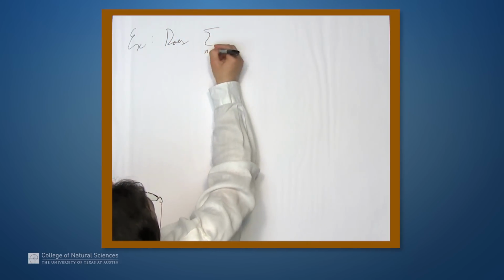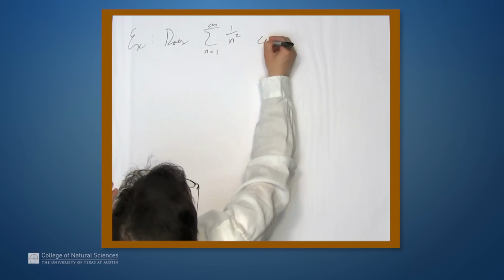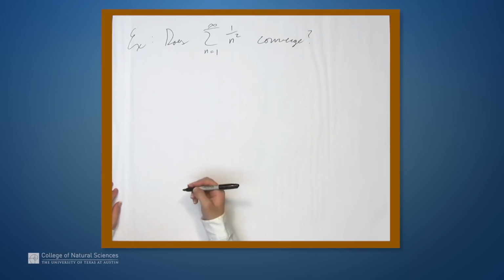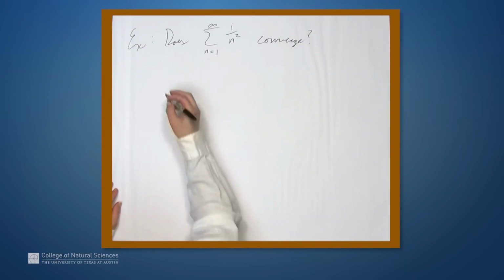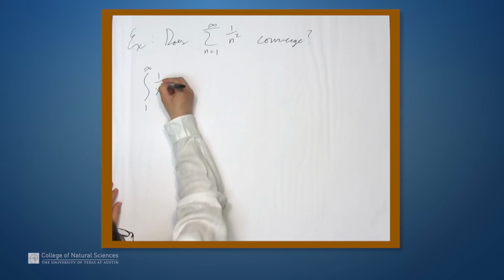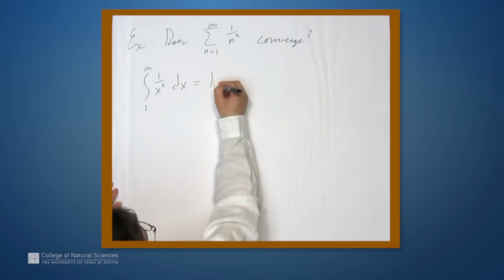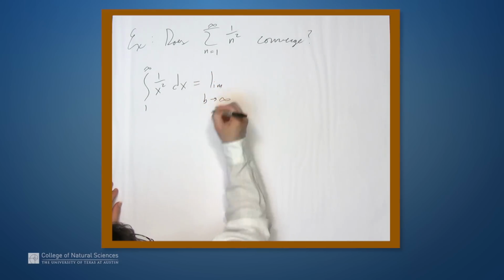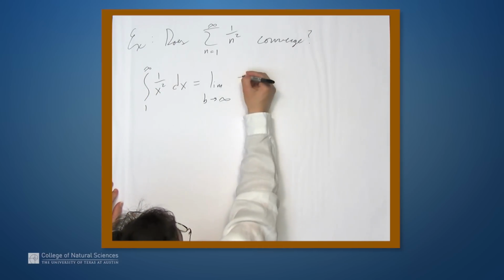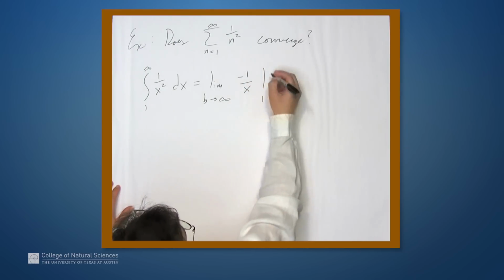Does the series n equals 1 to infinity 1 over n squared converge? Well, we're going to associate it to a very similar integral, this time the integral from 1 to infinity of 1 over x squared dx. And likewise, this is the limit as b goes to infinity of the integral from 1 to b of this expression. So we'll take an antiderivative, and we get negative 1 over x, and we'll evaluate that from 1 to b.